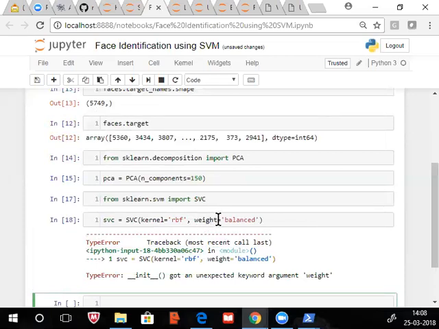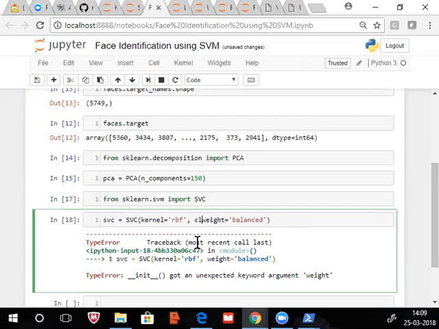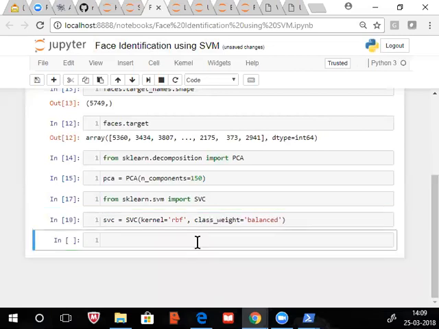Okay, so here the next thing that we will pass is class weight. What did I use earlier? Class weight equal to balanced. Oh, nice. Okay, so yeah, what do we have here, and we'll make a pipeline. Pipeline is the heart of the concept.